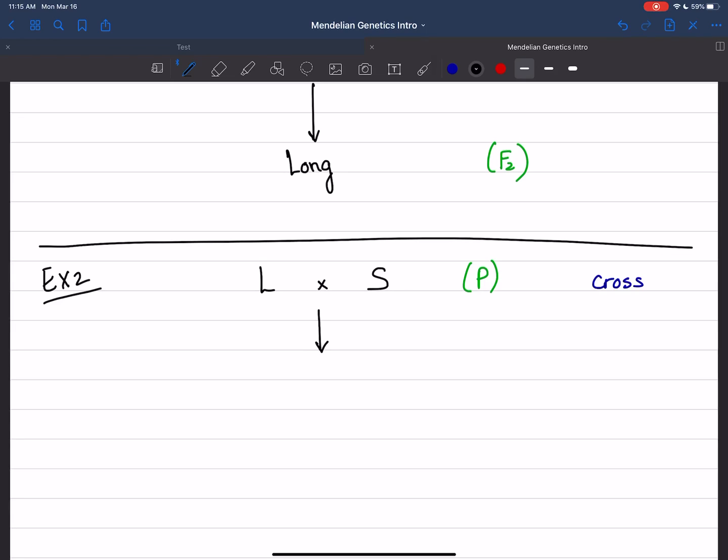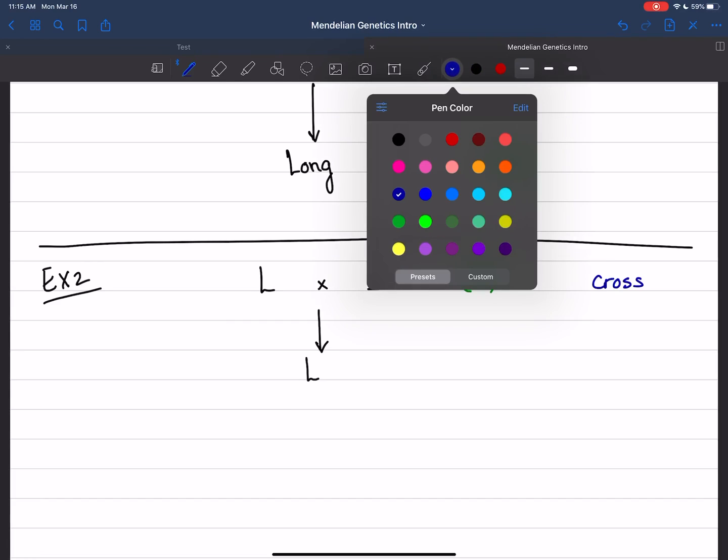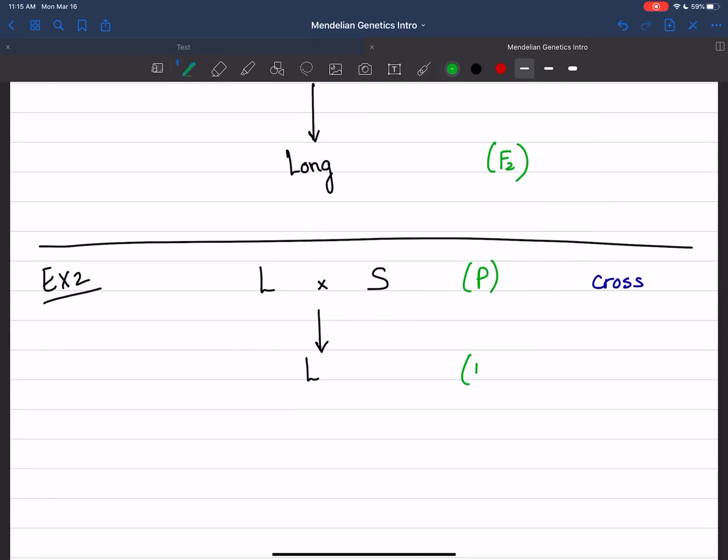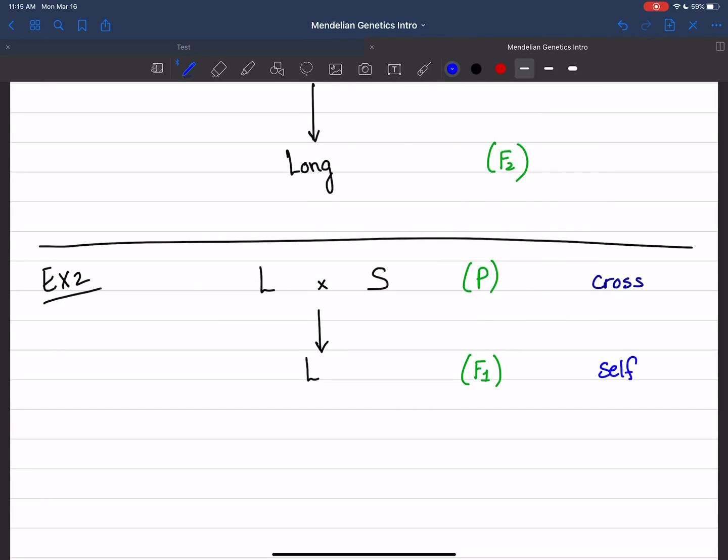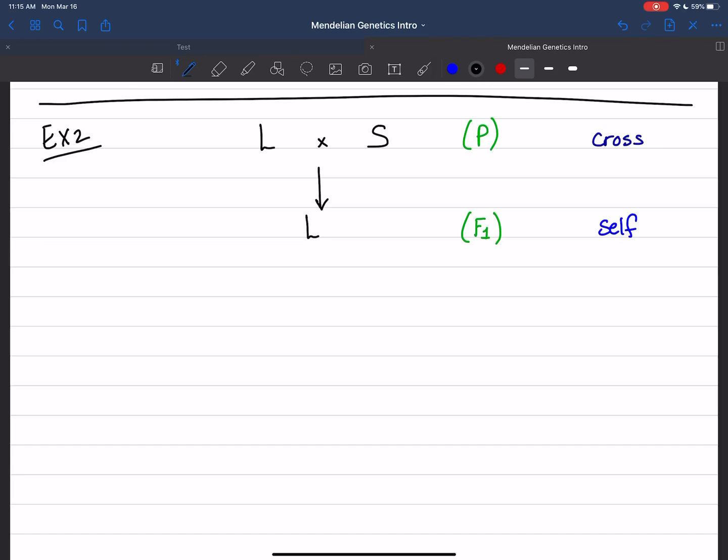And what I'm going to get is all long for the F1 generation. And then again, I am self-pollinating this particular generation. And I don't know, he was expecting long, but what he got was 75% of the offspring long, and 25% of the offspring short.